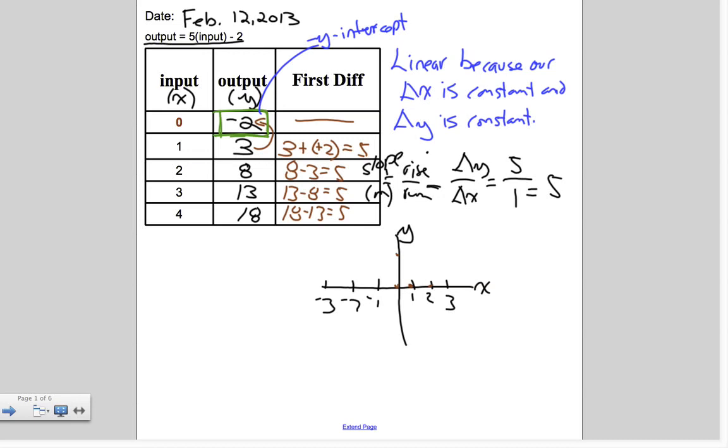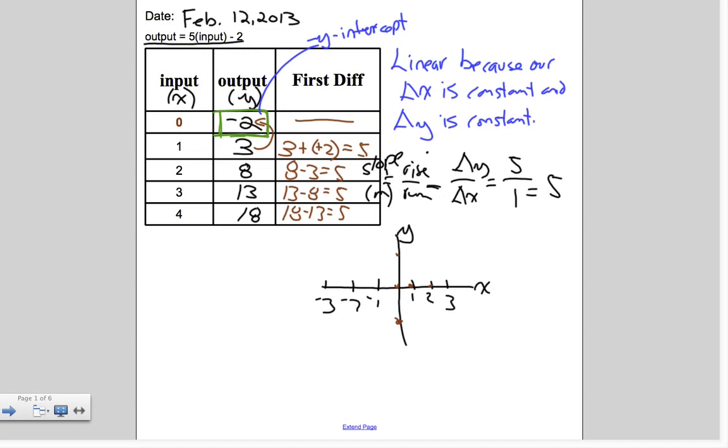Right? So in our equation, when an input is 0, our output is -2. So we will get a point 0, -2. This is where that line will cross the y-axis. That's why it's called a y-intercept.